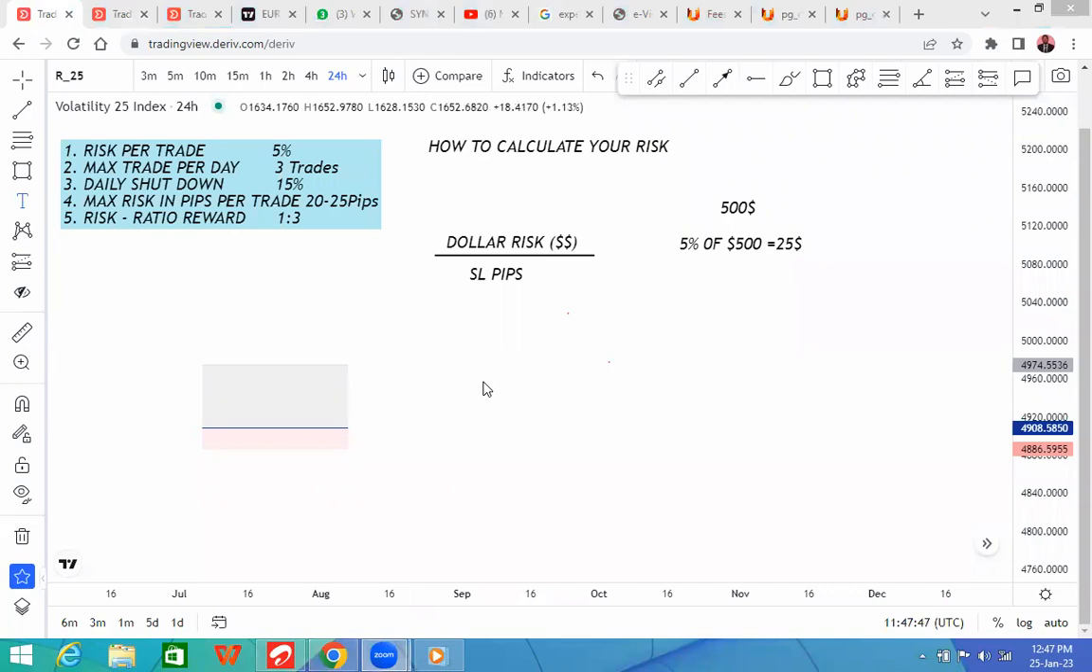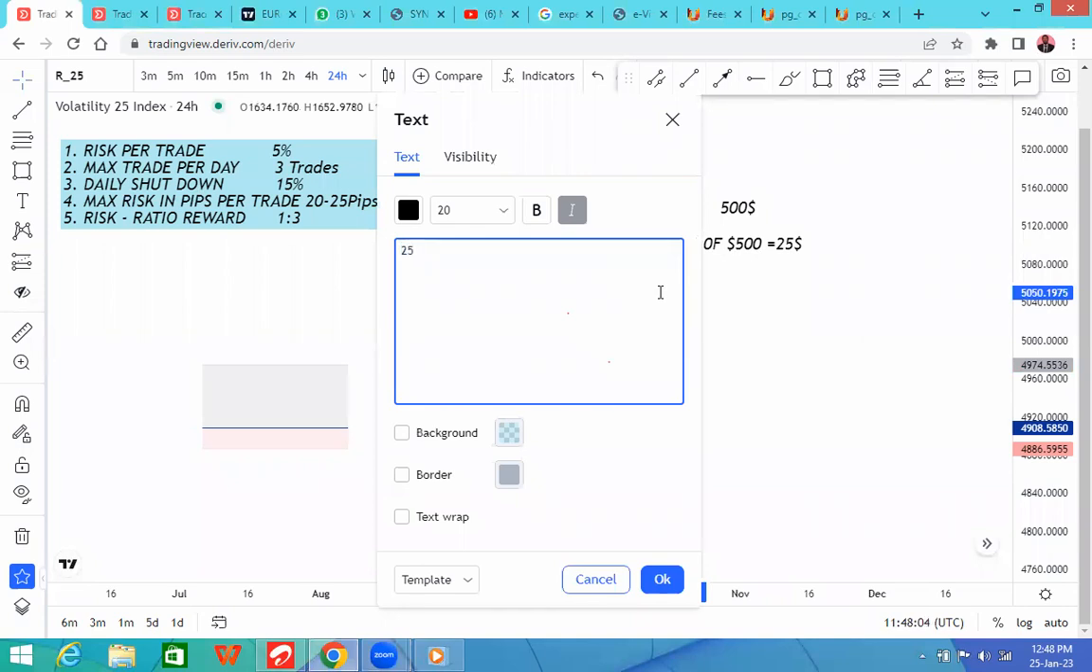The person says $5. No, it's five, but it's no longer in dollars. It's going to be the lot size. This gives you the lot size. So I have 5% of this as $25. I'm risking $25 divided by 4.999 pips value for Crash 1000, for C1K. It's going to give me 5.